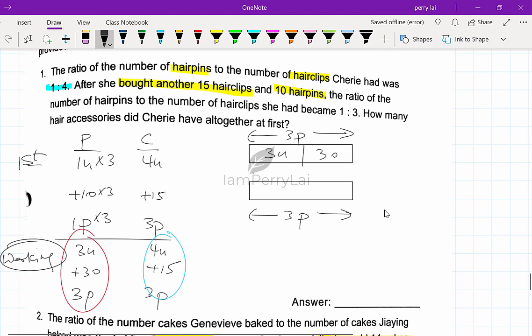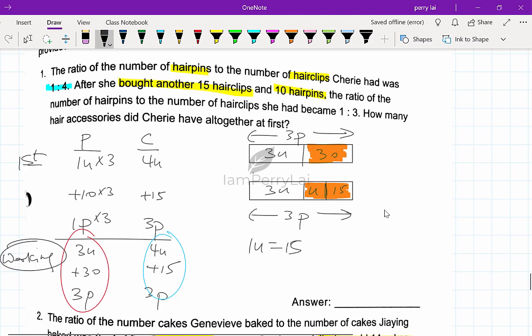Now 4 units, I'm going to break it up to 3 units and 1 unit. Reason being, I can then compare easily that this 30 down here is exactly 1 unit and 15. This still makes 4, right? Not a problem. And from there I can solve the question. So 1 unit I can see is 15.